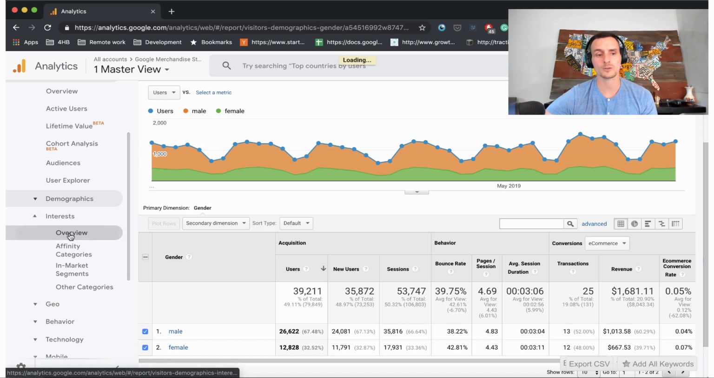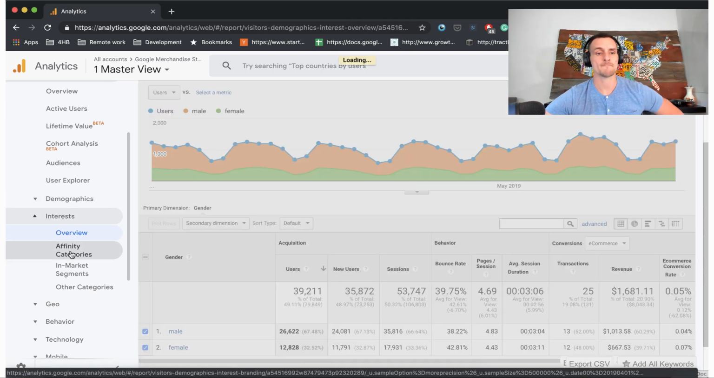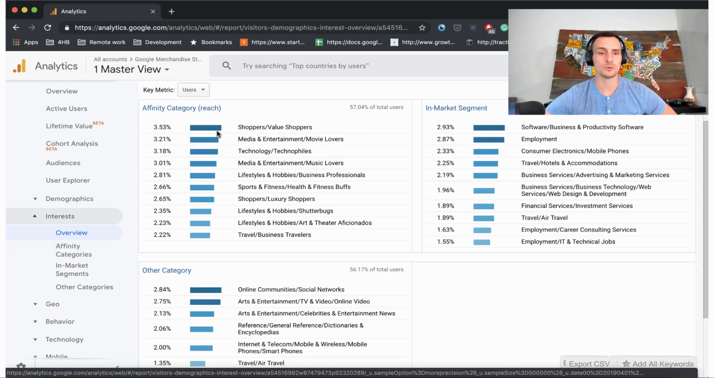In the interest category, Google provides this to you based upon the information that they have in their database. So this is the percentage of affinity category. This basically is the interest level for the users that are coming to your site.